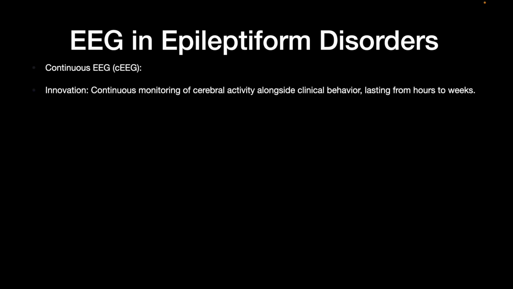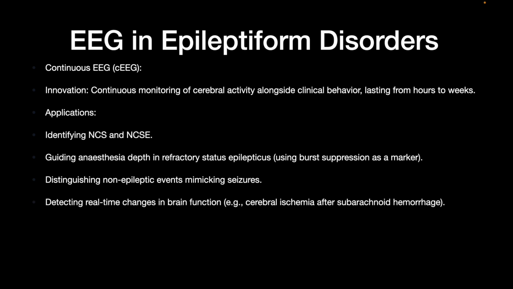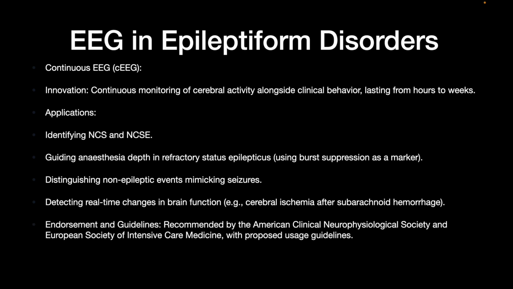Continuous EEG monitoring is to be done for cerebral activity along with clinical behavior, lasting from hours to weeks. The applications are in non-convulsive status or status epilepticus, guiding the anesthesia depth in refractory status epilepticus because we want a burst suppression as a marker of our clinical endpoint. Distinguishing non-epileptic events from those mimicking seizures, detecting real-time changes in brain function, and cerebral ischemia with subarachnoid hemorrhage.